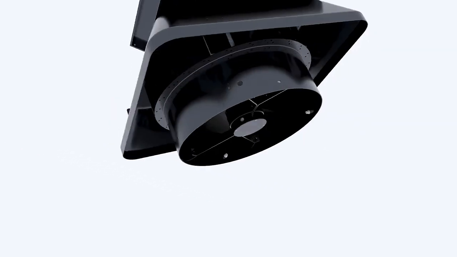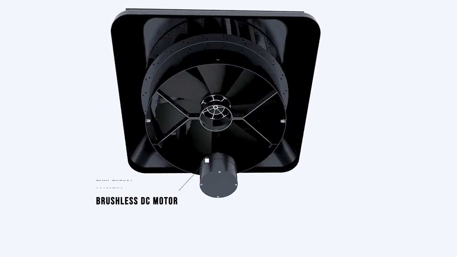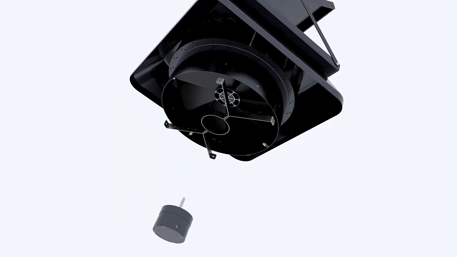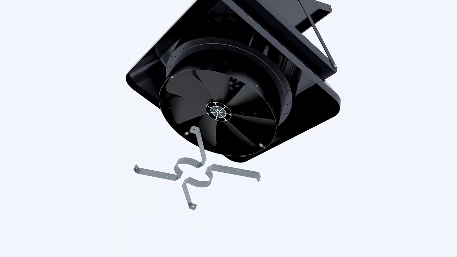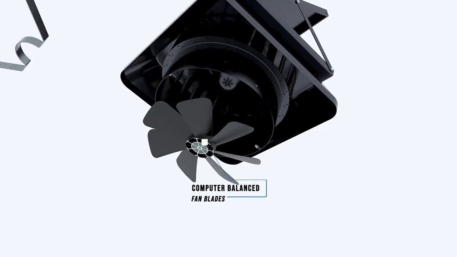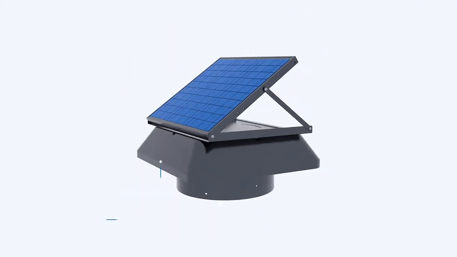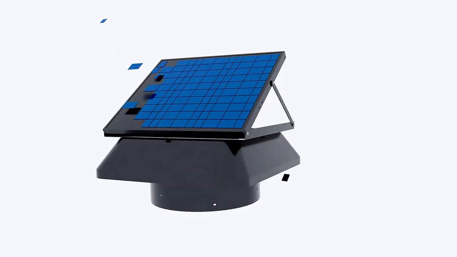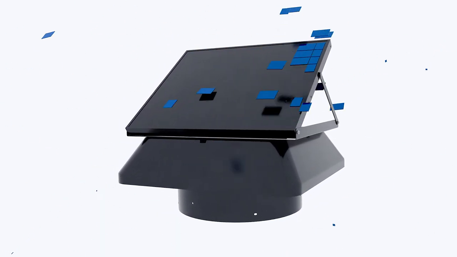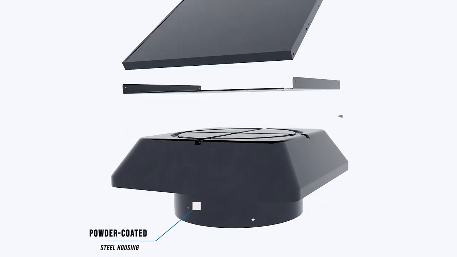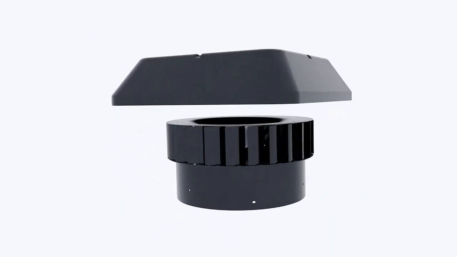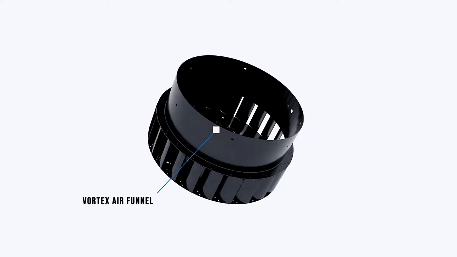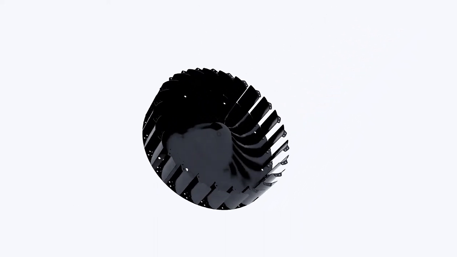An ultra energy efficient brushless DC motor that allows for a long lifespan with no maintenance. Computer balanced fan blades that cut through the air in the most efficient and effective way possible. A stamped seamless steel cover that prevents water from entering the attic space. A powder coated steel housing for long lasting use. Aerodynamic vortex air funnel that distributes large quantities of air, resulting in higher airflow and efficiency.